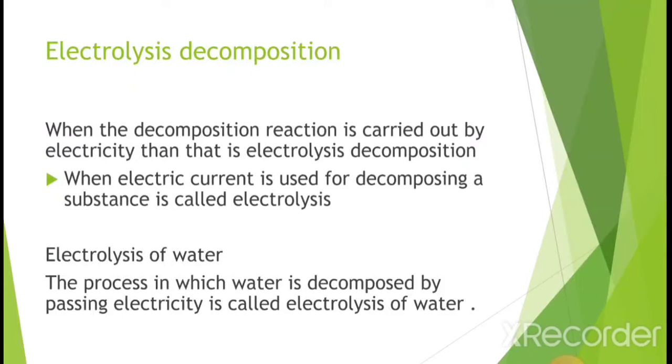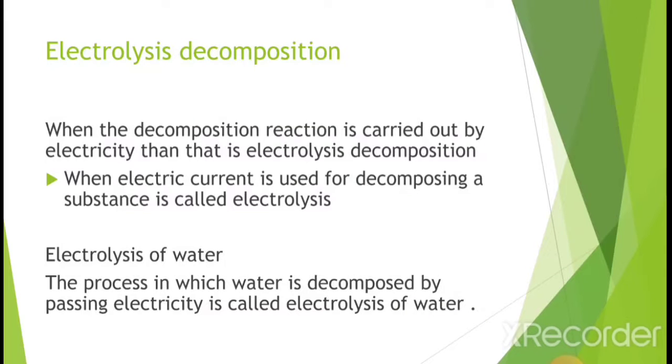And next, electrolysis decomposition. When the decomposition reaction is carried out by electricity, then that is electrolysis decomposition. So, when electric current is used for decomposing a substance, it's called electrolysis. Like here, the decomposition reaction is carried out by electricity. Electricity is used to decompose the reactant into two or more products.